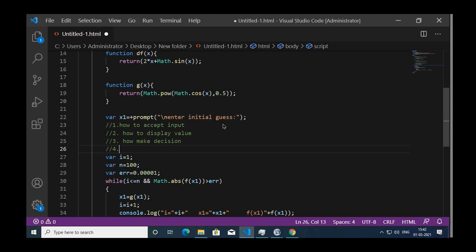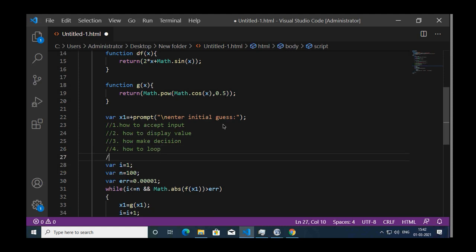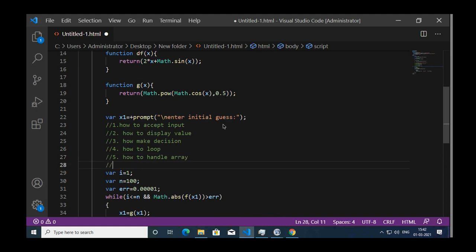Then the fourth one is how to loop, that means a statement has to be executed multiple times. Fifth one, how to handle arrays. Then the sixth one, how to write functions.